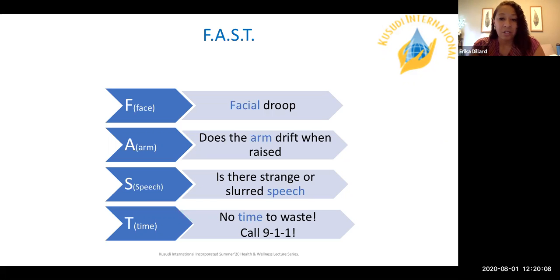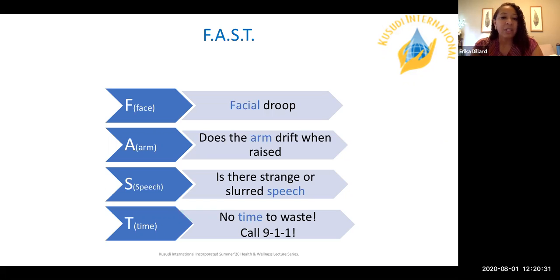S stands for speech. So there are different ways the speech can be affected by a stroke, anywhere from having slurred speech to having an inability to form sentences, to even being able to actually speak quite fluently, but that fluent speech being very strange or almost like gibberish, not making sense.